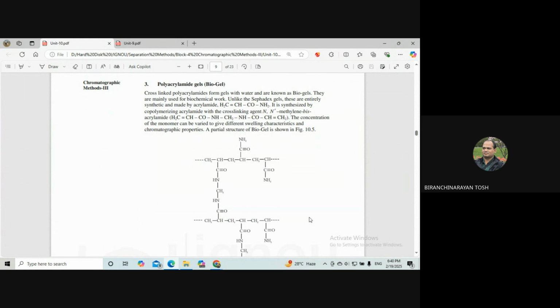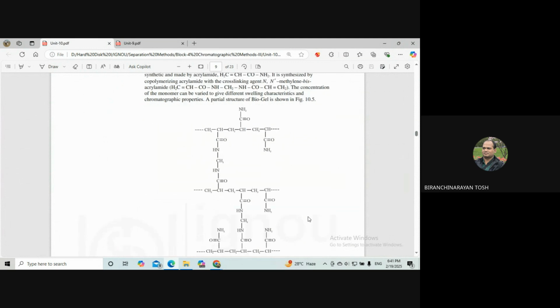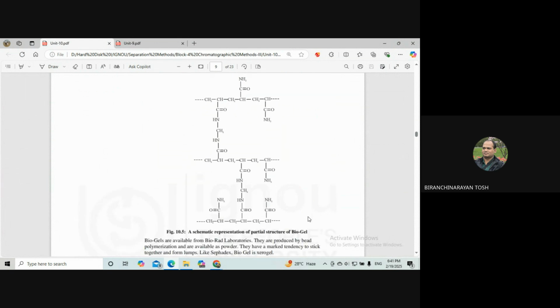The concentration of the monomer can be varied to give different swelling characteristics, that means different degrees of cross-linking and chromatographic properties. That structure is given here: acrylamide and N,N'-methylene bisacrylamide copolymer. Biogels are available from Bio-Rad Laboratories. They are produced by bead polymerization and are available as powder. They have a marked tendency to stick together and form lumps, like Sephadex.